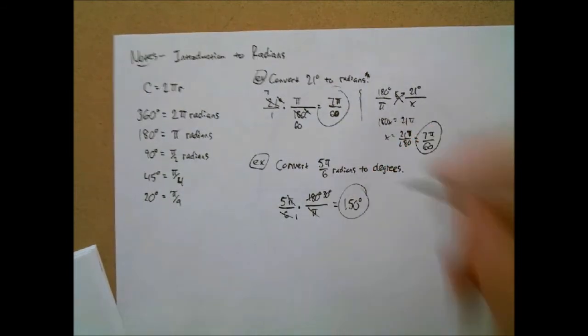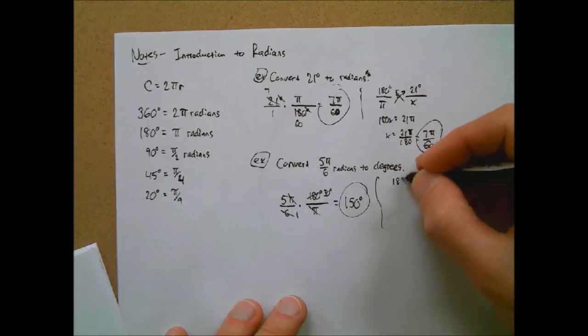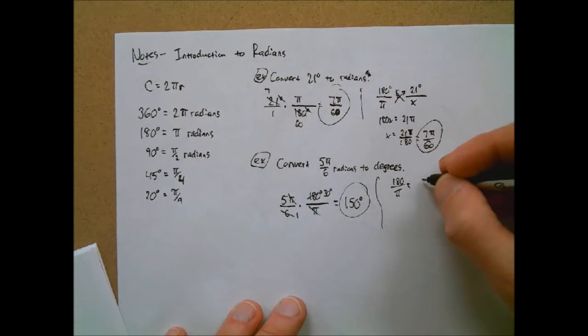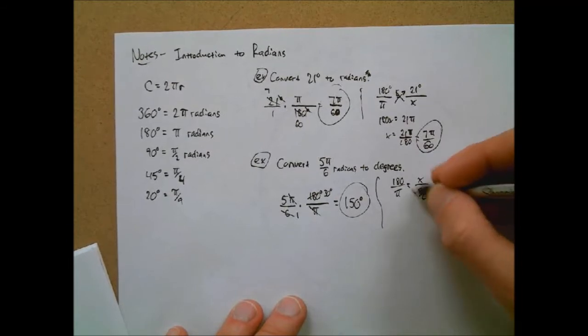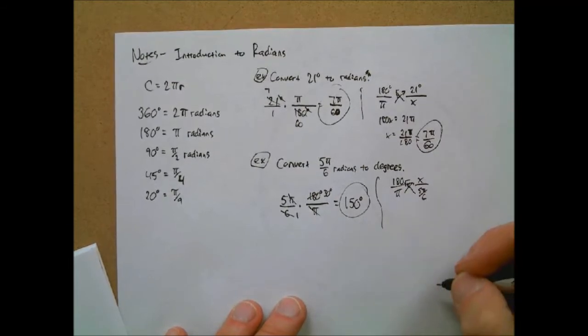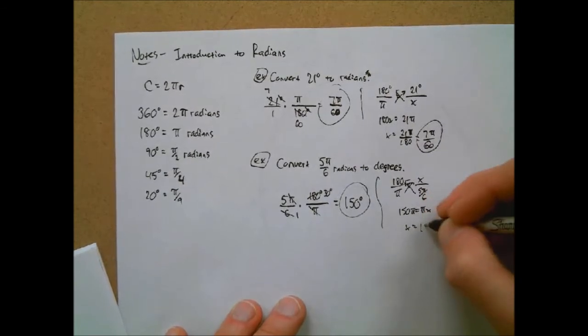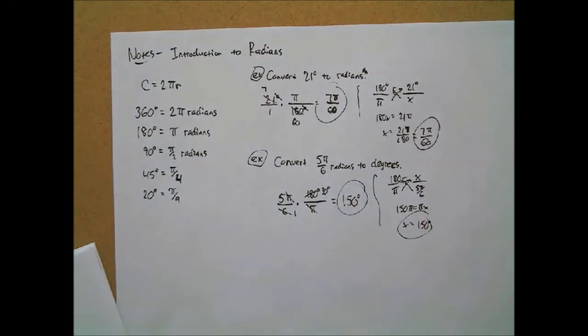Of course, you can do the same thing if you want to set up a proportion as well. You can do 180 over pi, and in this case, we'll put x in the numerator over our 5 pi over 6 in the denominator. Again, you can cross multiply and solve here. You'll get 150 pi equals pi x, and then divide both sides by pi, you get 150. So your choice either way there. Questions on any of that?